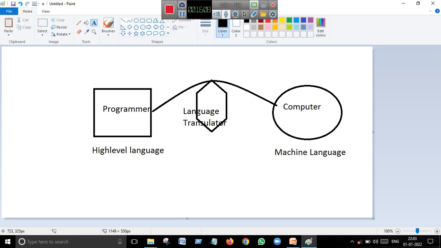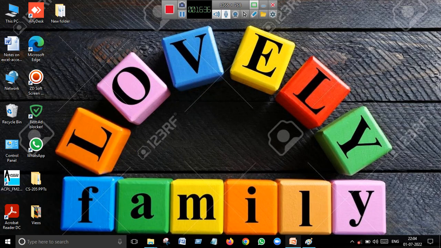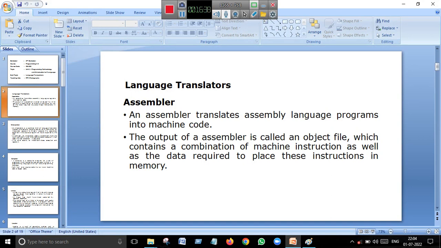Is it clear? Here this is a programmer, and this is a computer. So in order to communicate between these two, first the instruction is converted into machine language, and the machine language is given to the computer. Okay, I am closing this and entering back into this PPT.